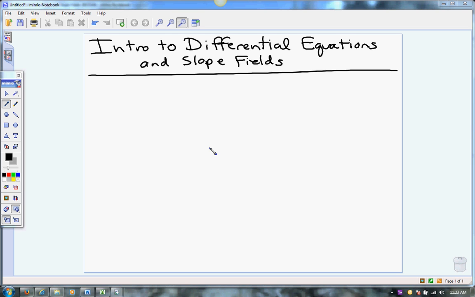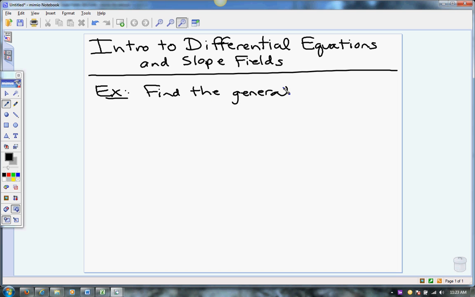Today we start working with differential equations, and a lot of this we already know what to do for the most part. But I'm really just going to start off with an example, and then we're going to move forward from there. Let's say that we are asked to find the general solution to the differential equation.